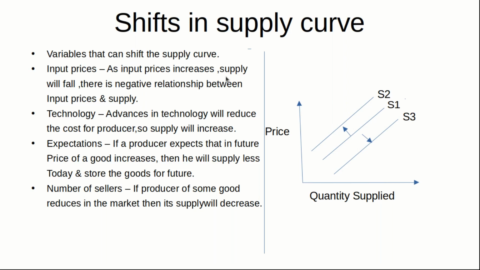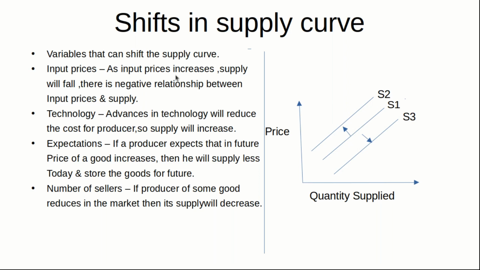The reason is that when input prices increase, the cost of production increases, so supply will fall. So there is a negative relationship between input prices and supply. When there is a rise in the input prices, your supply will fall. So it will shift to the left, S1 to S2.